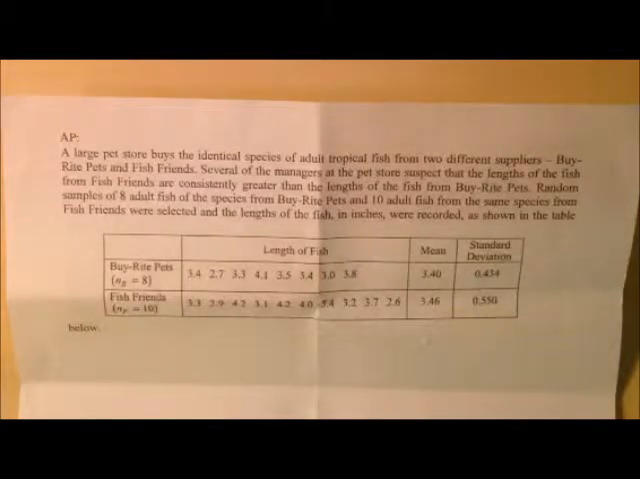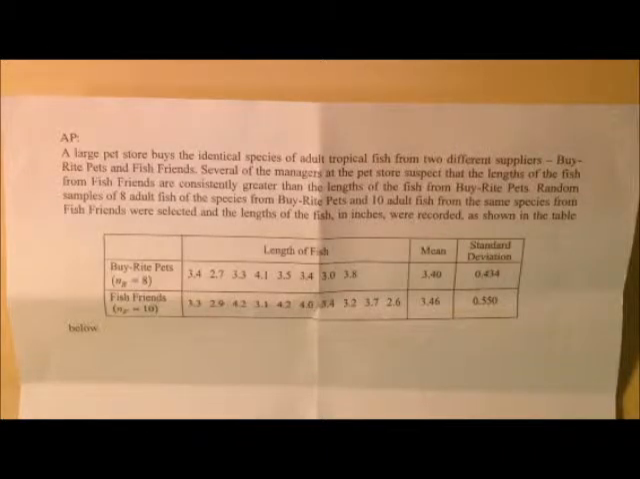Hello, my name is Lee Pound, and this is the AP question on our Unit 6 Statistics Quiz, which states, a large pet store buys the identical species of adult tropical fish from two different suppliers, By-Right Pets and Fish Friends. Several of the managers at the pet store suspect the lengths of the fish from Fish Friends are consistently greater than the lengths of the fish from By-Right Pets.